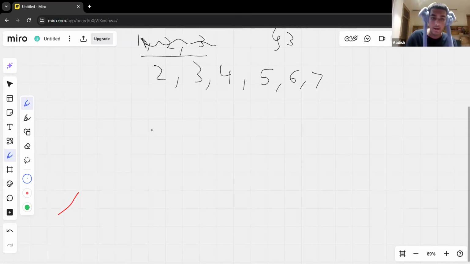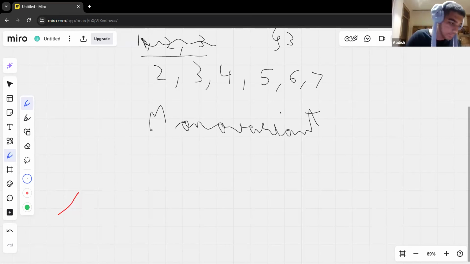I don't care. Okay. So what's a monovariant? An invariant is something that doesn't change. A monovariant is something that does change, but only in one direction. So it always increases or it always decreases.